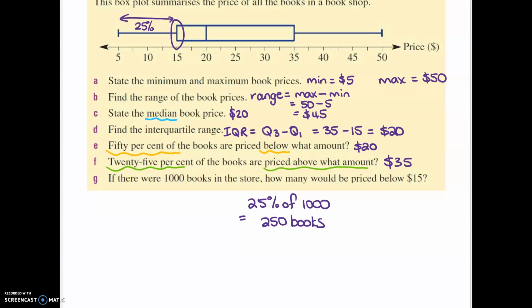So if you want to know how to type that in your calculator, you can either do 25 divided by 100 and times it by the number of books you've got, 1,000.